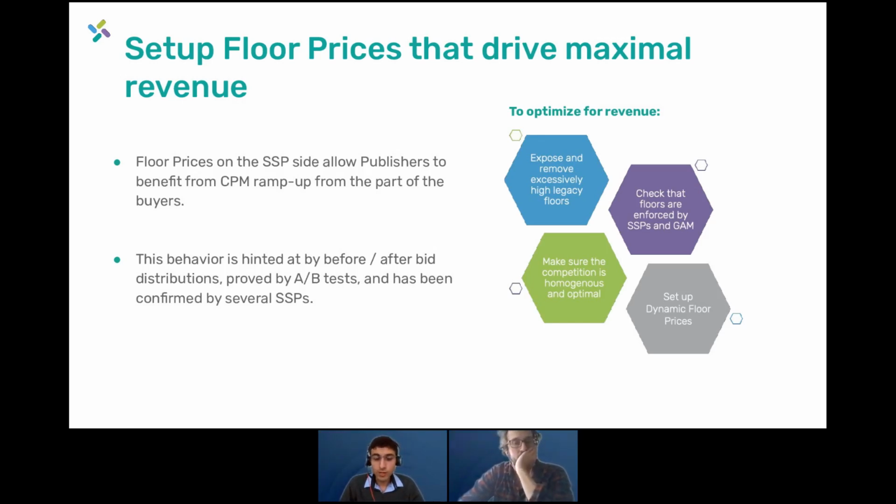Then what you will want to do, as I said, is enforce your floors both on the SSP side and in GAM. So you will want to have floors in the SSP, either in the dashboard, or you can do it through the wrapper within the bid request. And also you want to have a UPR in GAM, because GAM also benefits from this behavior that we have called ramp up of CPM. If you put pressure on AdX with the UPR, then you will see the CPM increase, and you will see the revenue increase as well if it is done properly and if you A/B test the process.